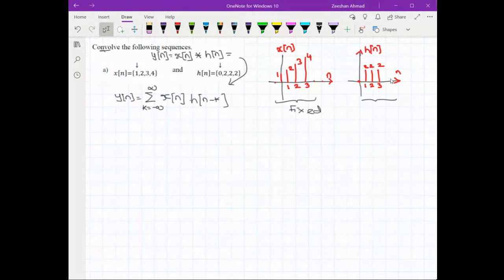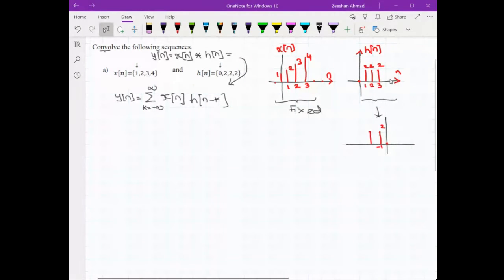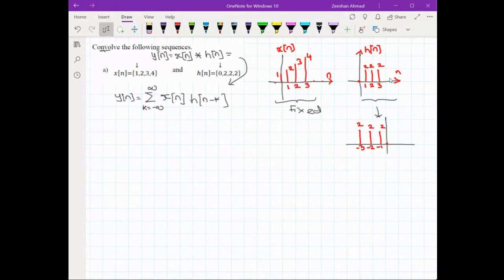Now what we need to do first of all is flip the signal. So I'm going to flip this signal, and when I flip it, the signal will become something like this. This will be at 0, this will become 2 minus 1, this will be 2 minus 2, and this will be 2 minus 3.